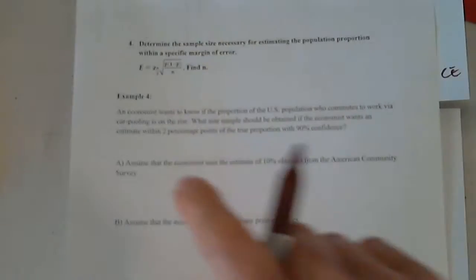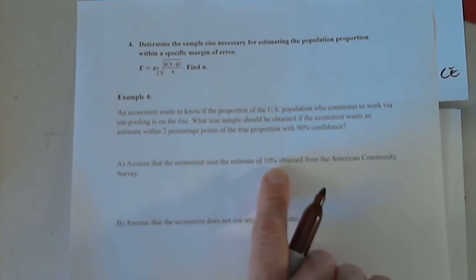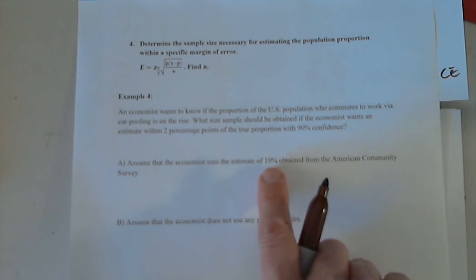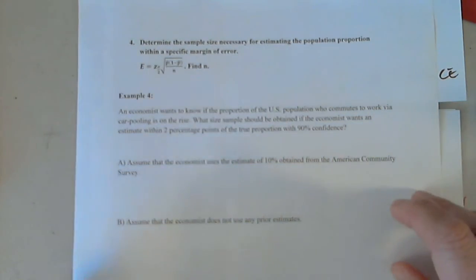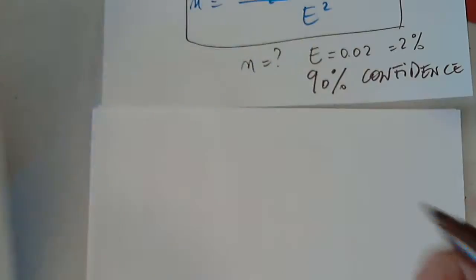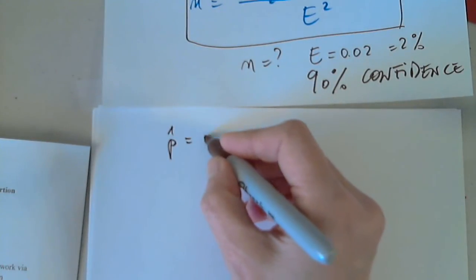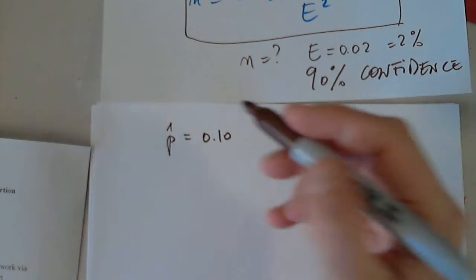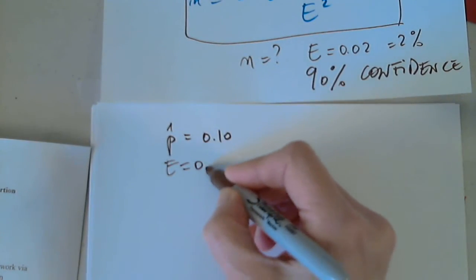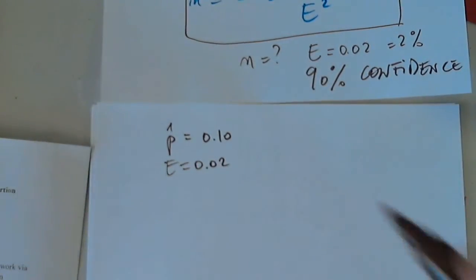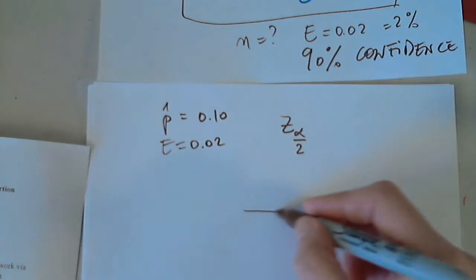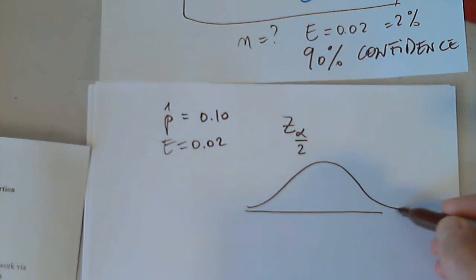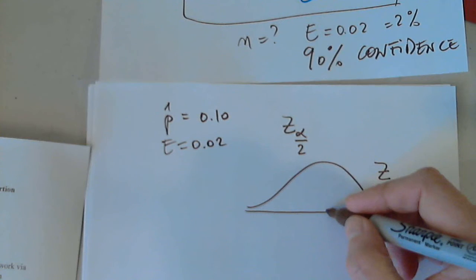Okay. Part A, assume that the economist uses the estimate of 0.10, so p hat, or p if you want, is 0.10. Any questions so far? Okay, so we are given p hat equals 0.10. We are given E as 0.02. Now we have to identify Z. We need to identify Z alpha over 2. Fine, no worries. Can anyone tell us what is the distribution of Z?